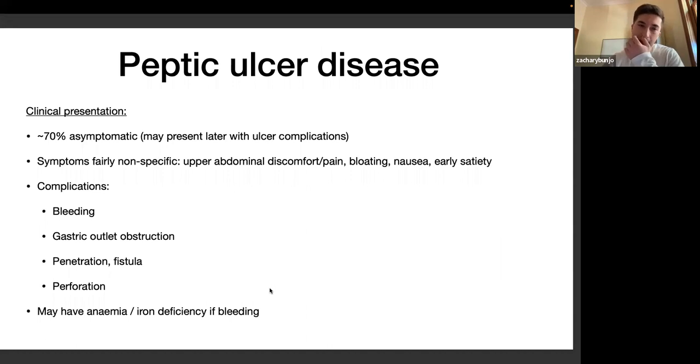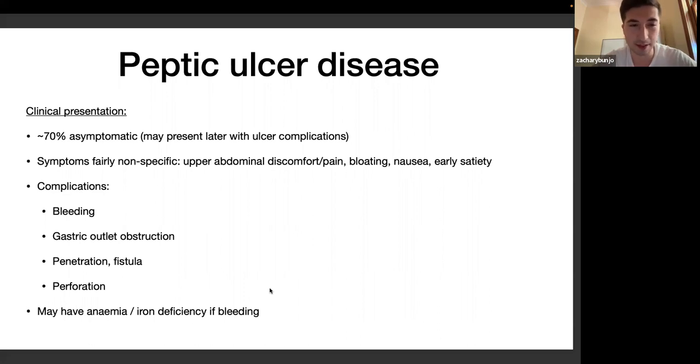So in terms of the clinical presentation, a majority of these patients are asymptomatic. If they do develop symptoms, then these tend to be fairly non-specific, might include vague epigastric discomfort, bloating, nausea, early satiety. And their symptoms are going to be a lot more overt and obvious if they develop a complication. So bleeding, as you recall, particularly with ulcers in the first part of the duodenum, that erodes through to the GDA, they can present with quite significant upper GI bleed.